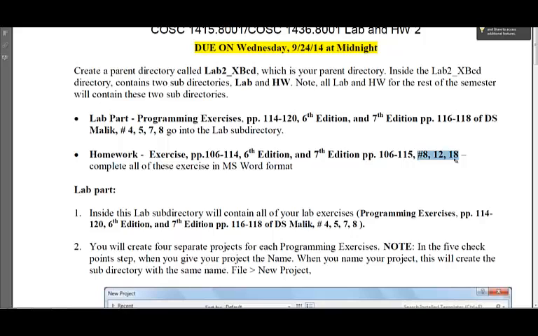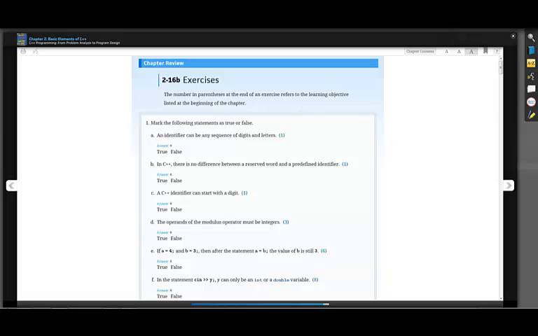and 18. However, any of these questions I'm going over with you is pretty much fair game. The test is multiple choice, so the answer is there. So I just want to go over a few things with you. If you're in the 7th edition book, I am on page 106 in chapter 2, and I'm going to go down to the exercises.